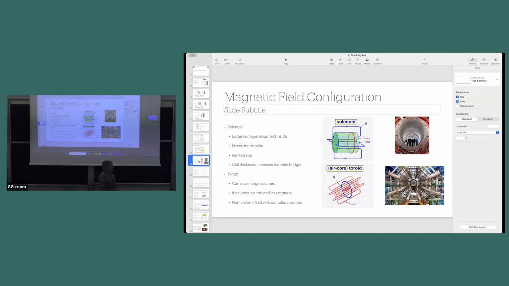But also, if you imagine what the field looks like through a long solenoid, it's very uniform, kind of easier to understand, right? Easier to calculate what the trajectory of particles would be. If you try to envision what the magnetic field is going to look like for this kind of crazy configuration of toroids, it's going to be very complicated and non-uniform, which also has its own issues.